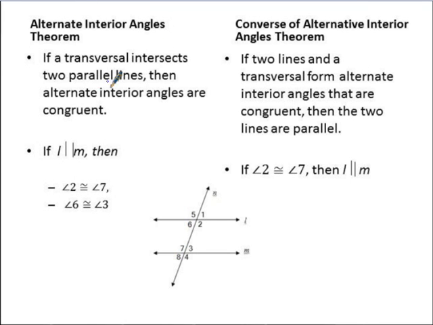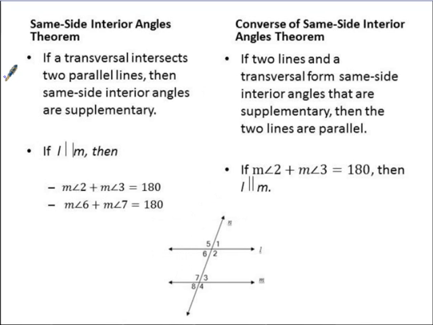Same here with the alternate interior angles. We already said that if the lines are parallel, then we know that alternate interior angles are congruent. And what we're saying now is that the opposite is true. If we tell you ahead of time, the converse is true. Remember the logic unit? If we tell you these two angles are congruent, then you can say, well, then L is parallel to M.